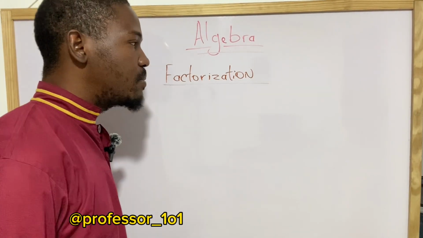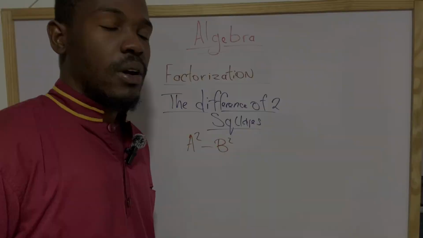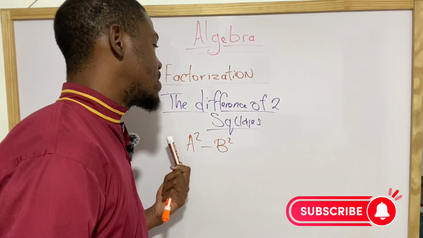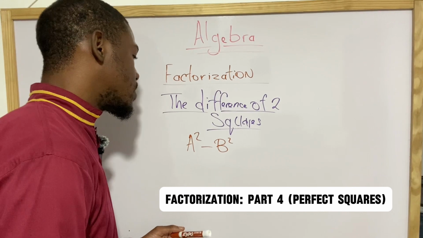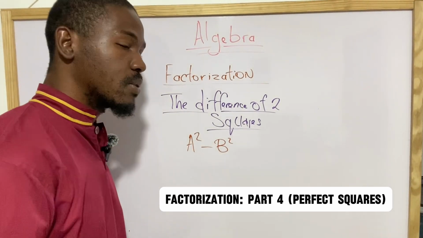Now let us dive deeper into our lesson. Okay, so here we have another form of factorization where we have the difference of two squares. Now the difference of two squares comes in the form of a squared minus b squared.